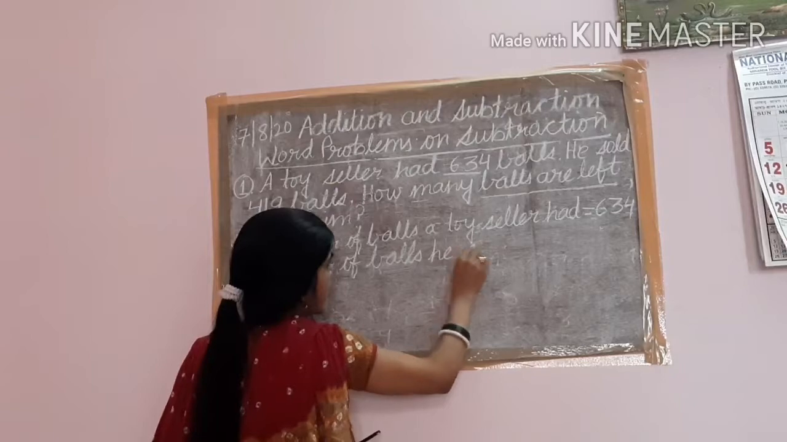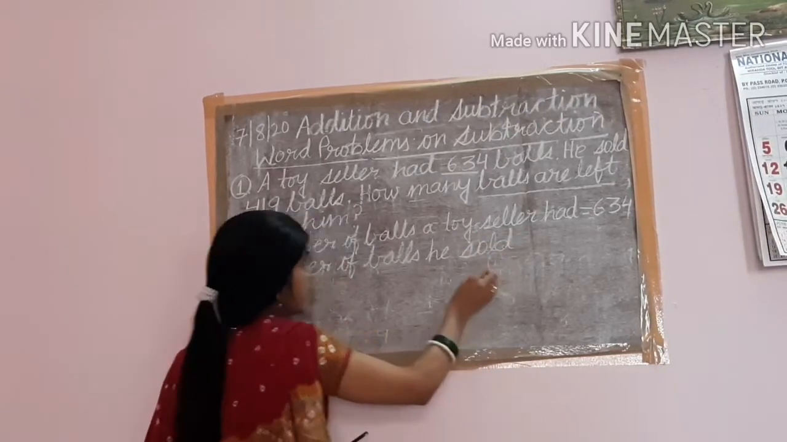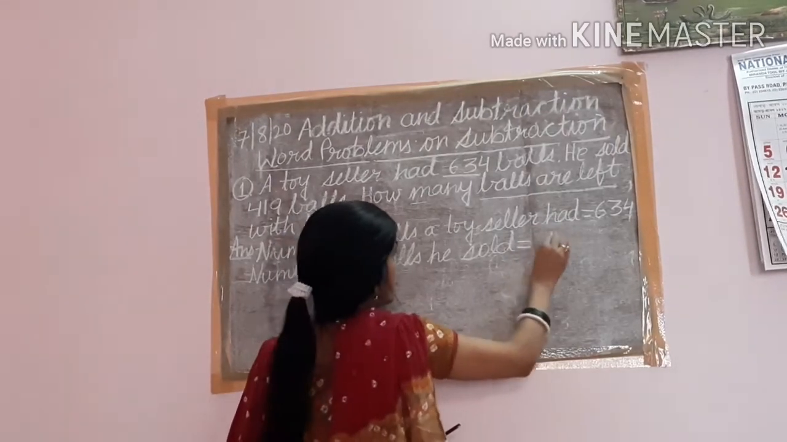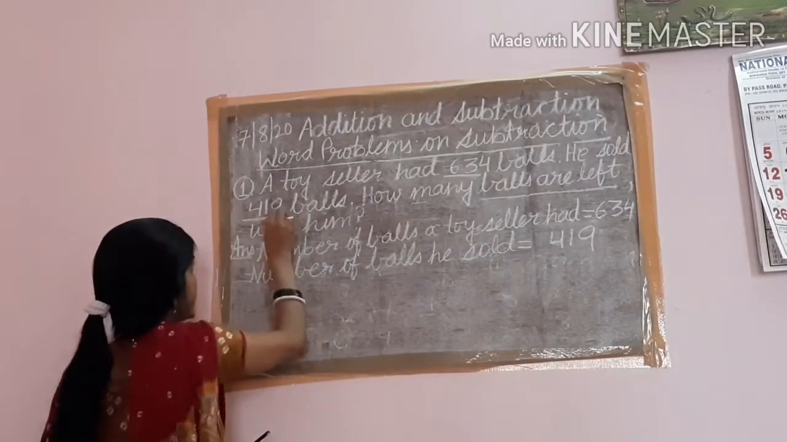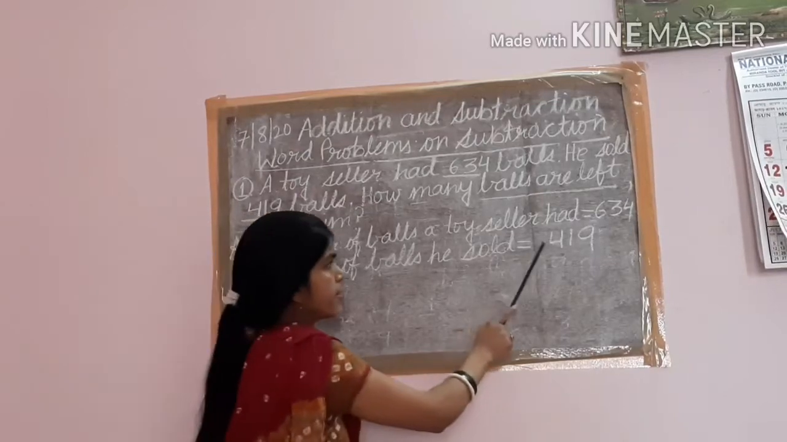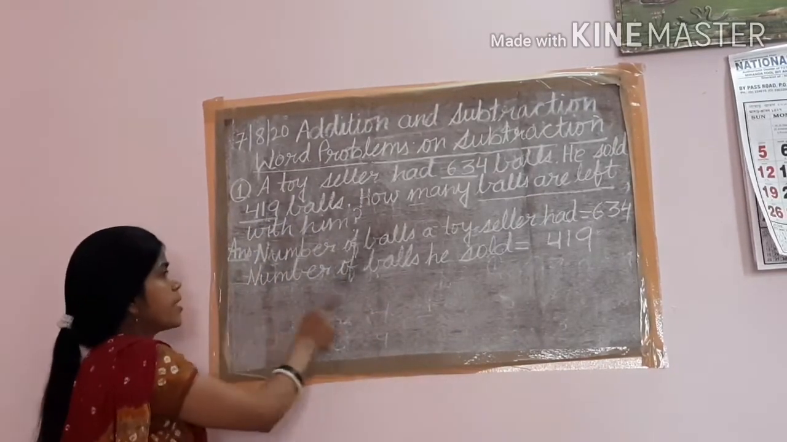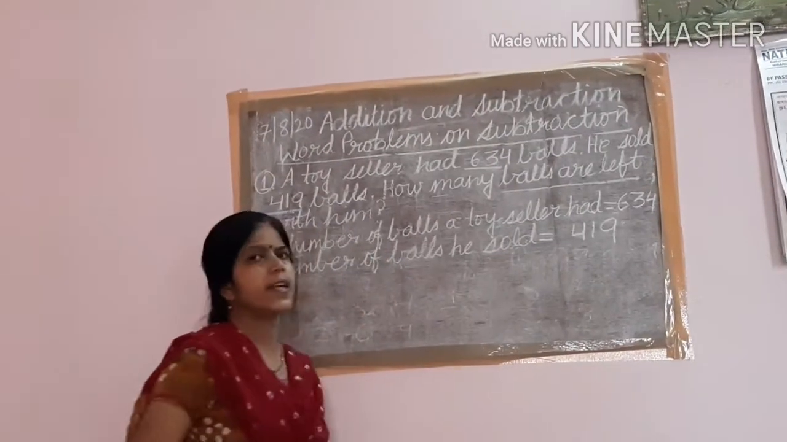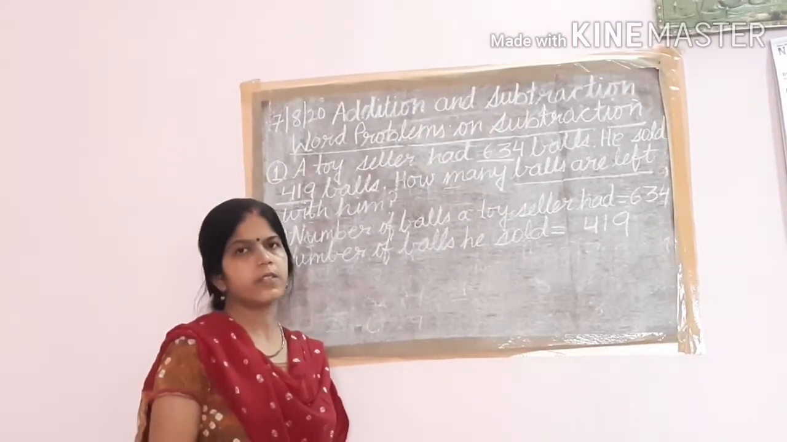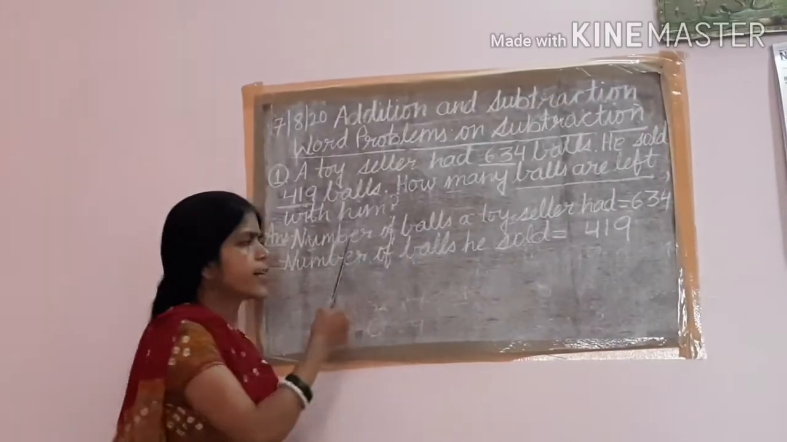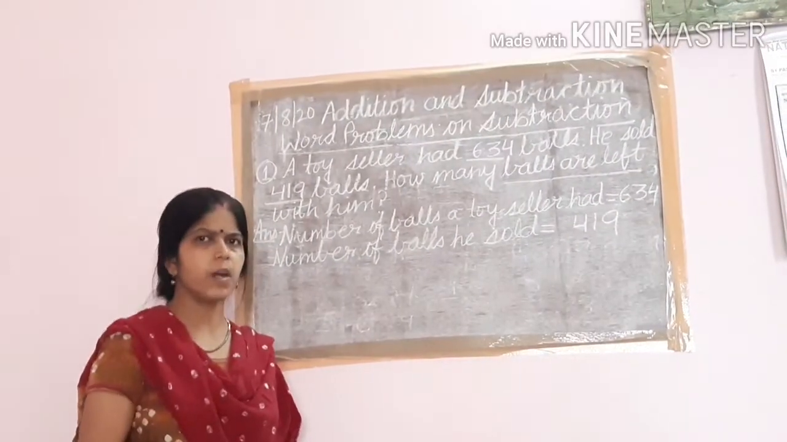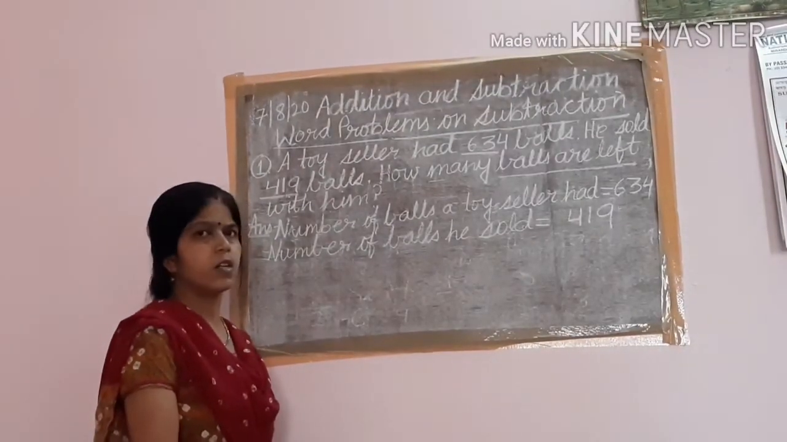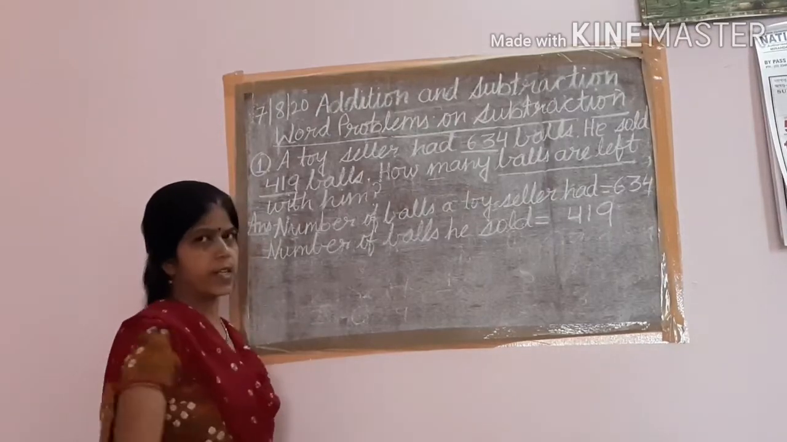he sold, I am using the pronoun he in place of the toy seller, is 419. Always see the number and write it correctly. Some of the children, instead of 419, write 491. Then even after doing everything correctly, the teacher is not giving the marks. So please beta, when you are copying the number or the statement, write it down correctly.